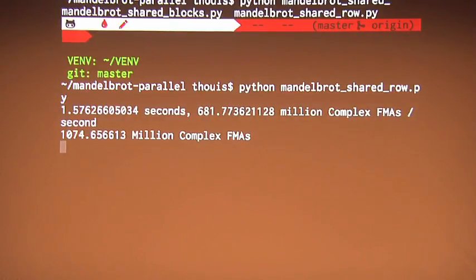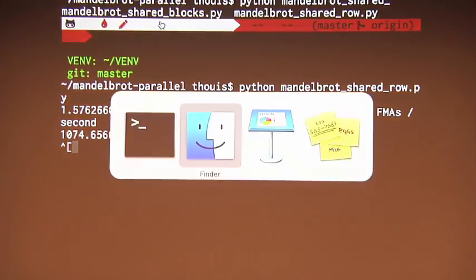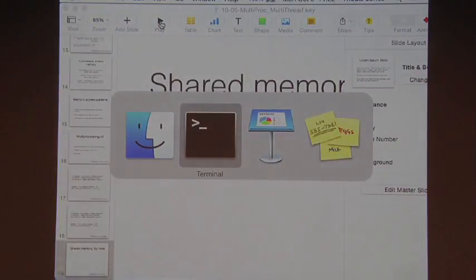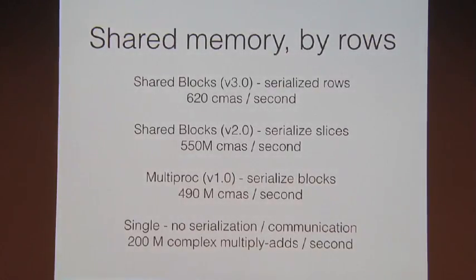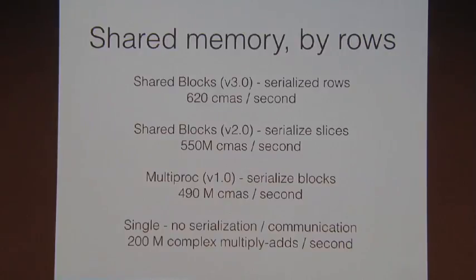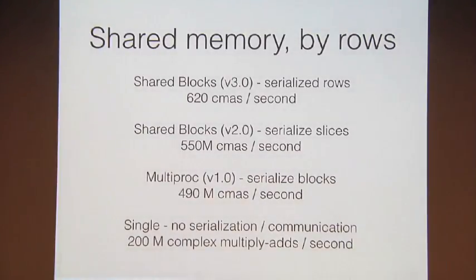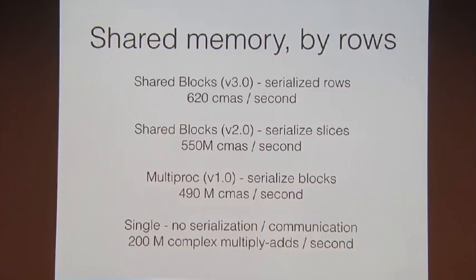680, right? Back to my question. 620, it varies. So 680 is pretty good, right? 620 is more what I usually get. That was sort of an outlier. So 620, 680, somewhere there, let's say 650.